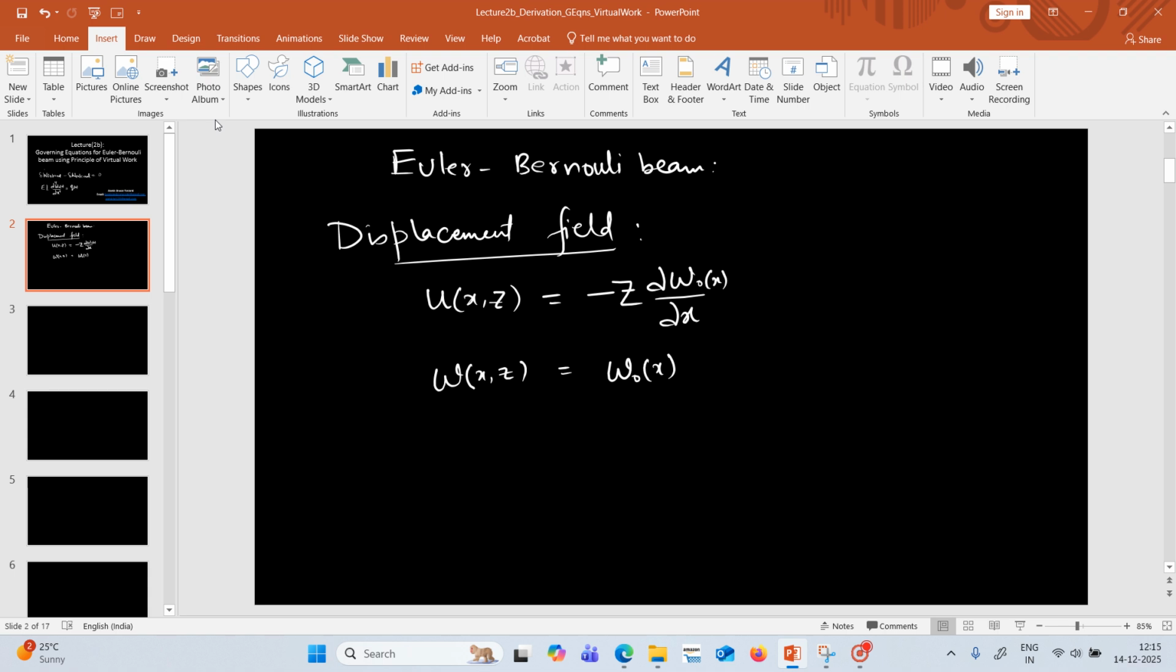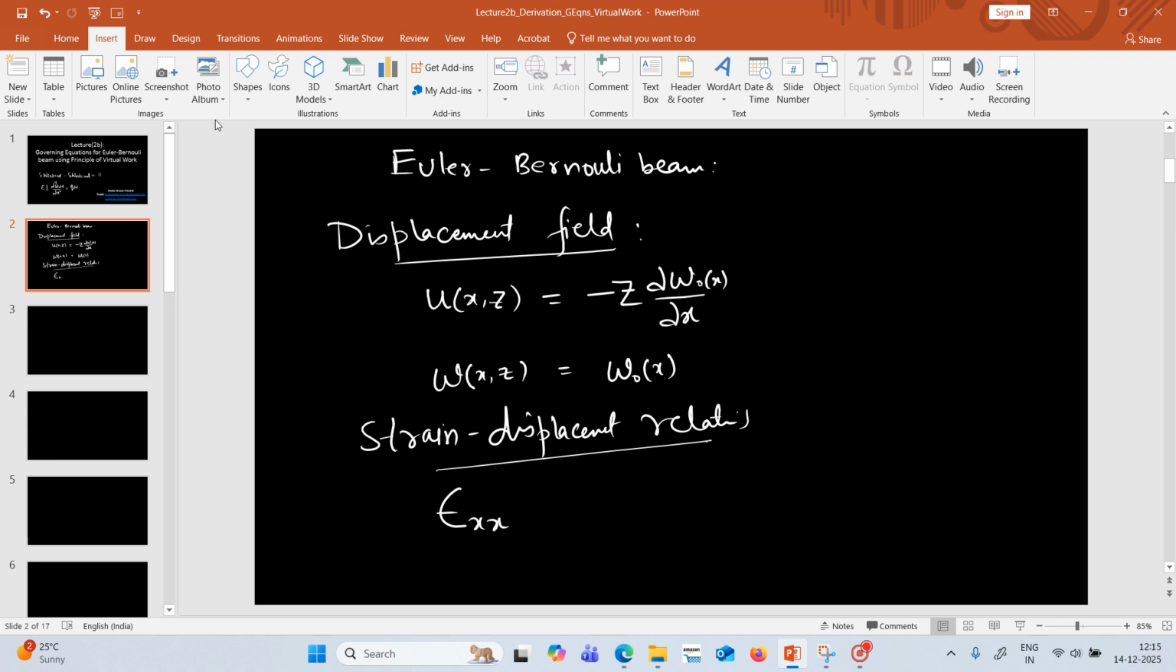What is the strain we will have? We can write the strain displacement relations. The only strain here is epsilon xx, because gamma xz was 0. Epsilon xx equals del u by del x, so del of u of x comma z by del x, which is del by del x of this part: minus z times del 2 w naught of x by del x square. So we have the strain as this.